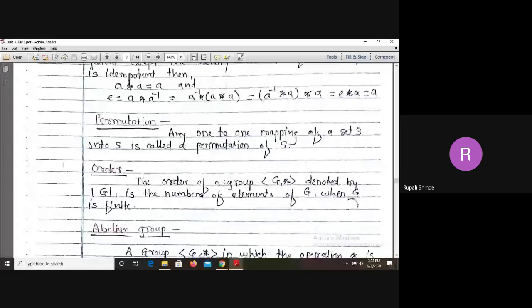Now, the next point is the permutation. First of all, we will see what the definition for permutation is. Any one-to-one mapping.